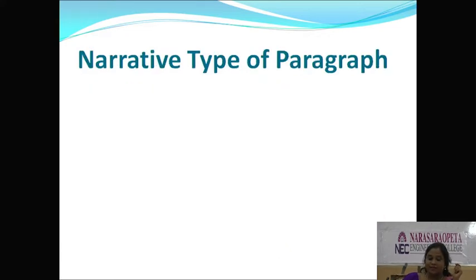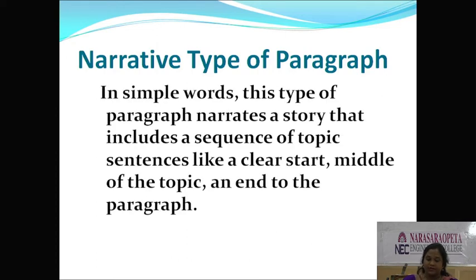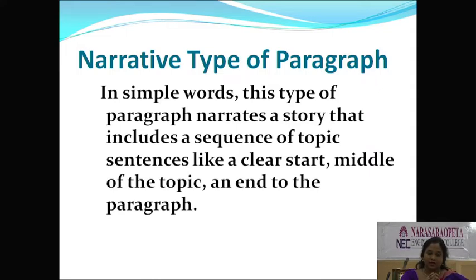And the second one is the narrative type of paragraph. Now what is a narrative type of paragraph? In simple words, this type of paragraph narrates a story that includes a sequence of topic sentences, like a clear start, middle of the topic and end of the paragraph. Narrative means you're going to narrate something, you're going to tell a story. And in a paragraph, you keep writing as if you are narrating, talking with others.